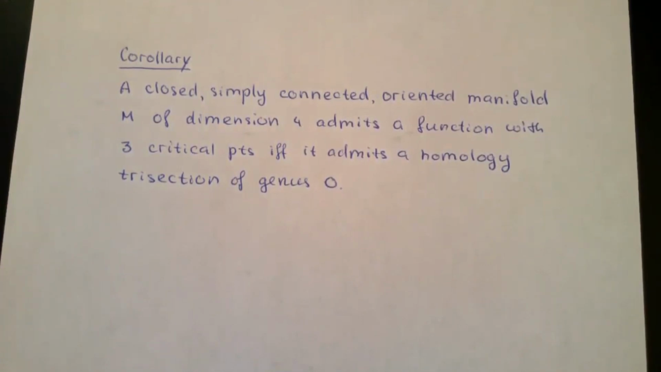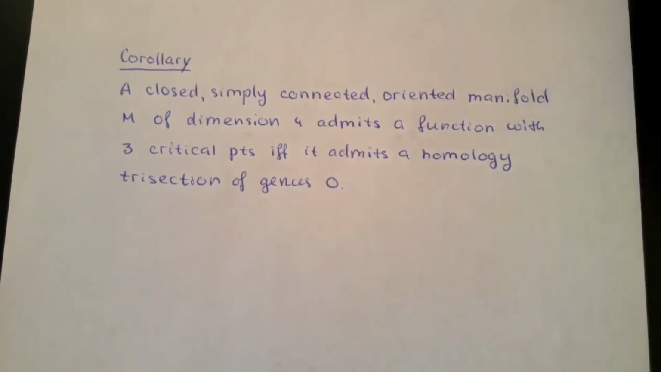So the 2 results that I wanted to present today are, first, the result about the invariant BCAT. We have shown with Stanislav Trunov that the invariant BCAT of M is precisely the minimal number of critical points of functions on a given manifold. And second, with Stanislav Trunov, we proved that a simply connected oriented closed manifold of dimension 4 admits a function with 3 critical points if and only if this manifold admits a homology trisection of genus 0. Thank you.